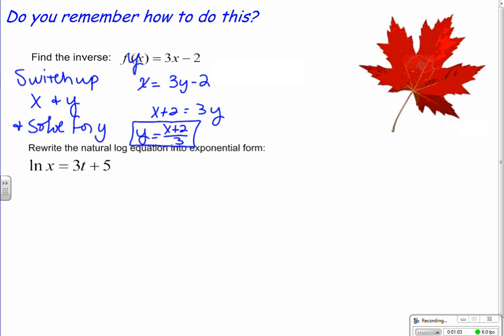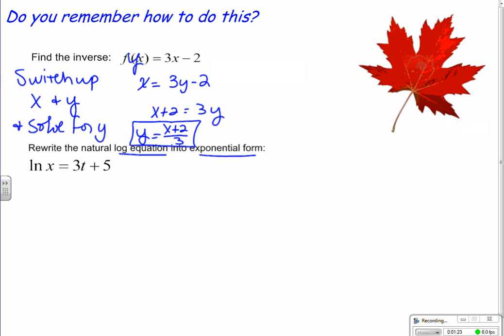How about, do you remember how to rewrite the natural log equation into exponential form? So here I have a natural log. Remember, ln stood for natural log, and it has a base of e, so it's understood that e is the base down there.